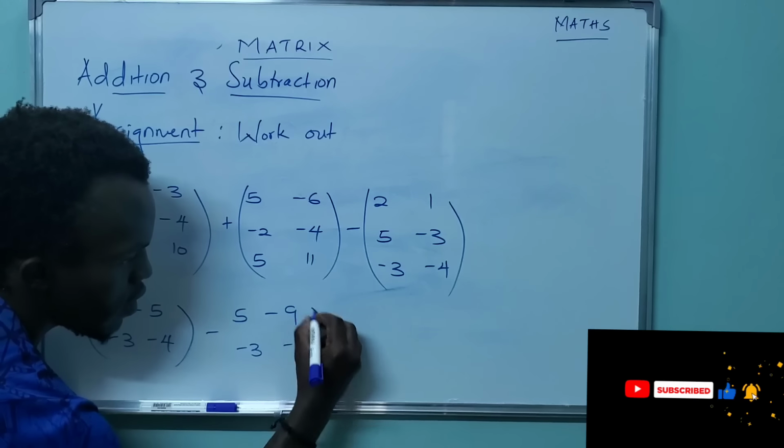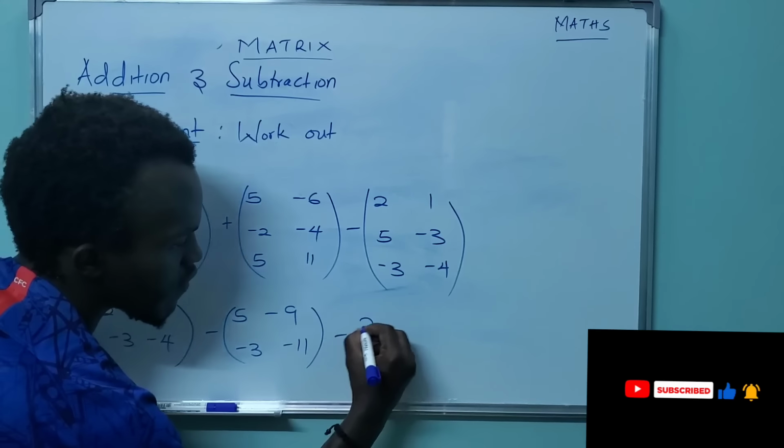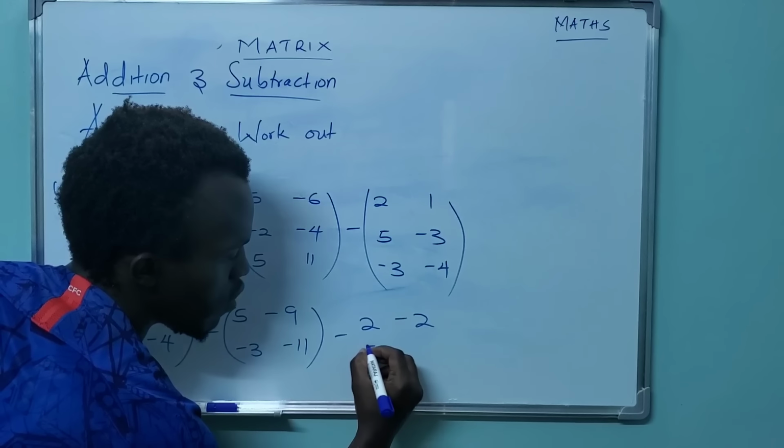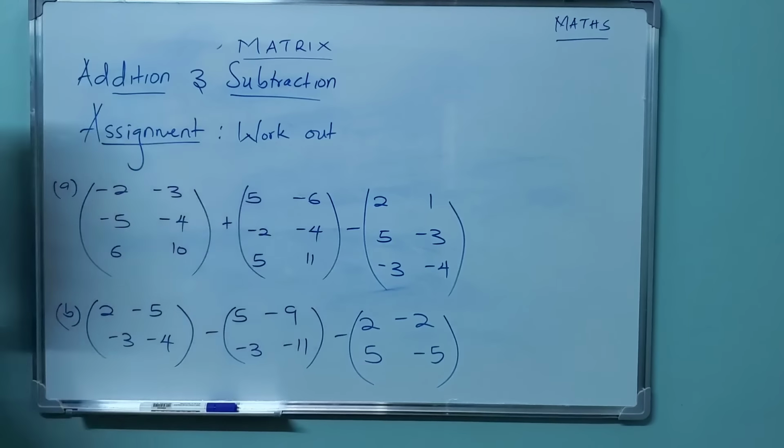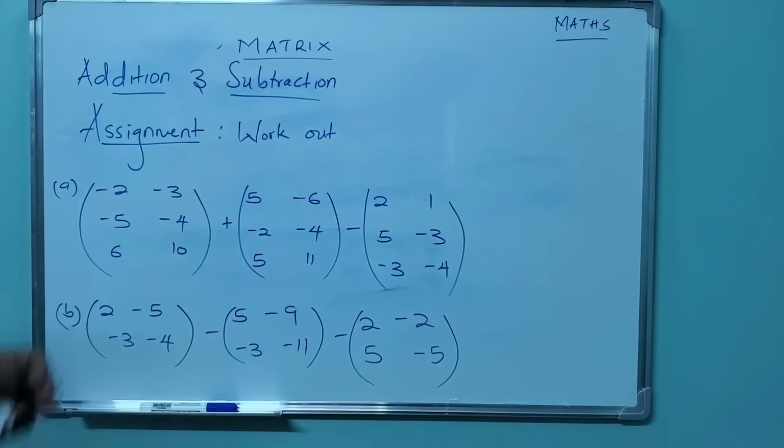negative 11, minus 2, negative 2, 5, negative 5. And let's have a break, then we come back for the next session.